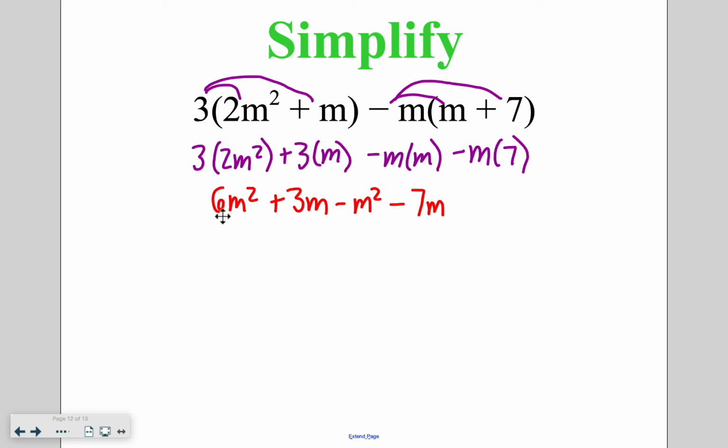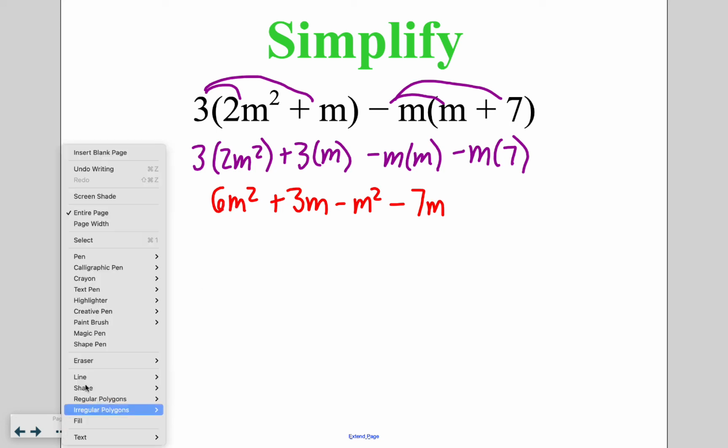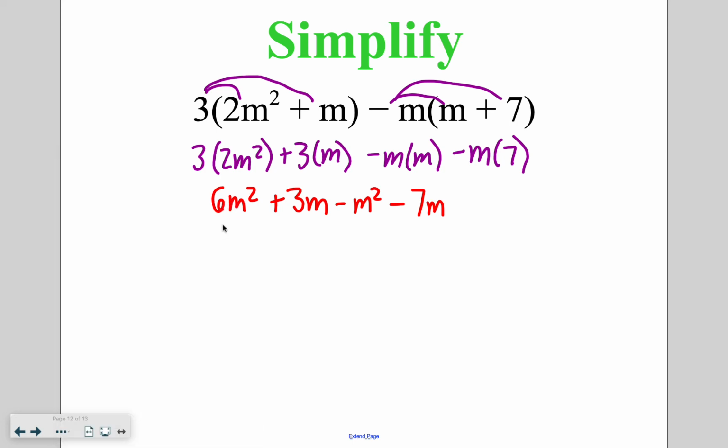Now, as you're looking at this problem, notice that we have a 6m squared and we have a negative m squared. So we have 6 of them, and we are taking away one of them, which is going to simplify down to just 5m squareds. Similarly, I have a positive 3m, and now I'm taking away 7 of those m's. So that's going to simplify to negative 4m.